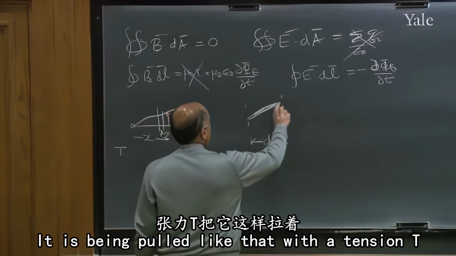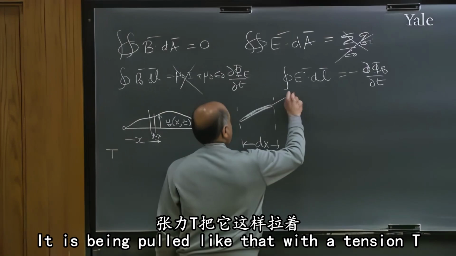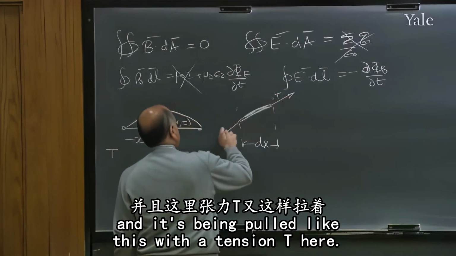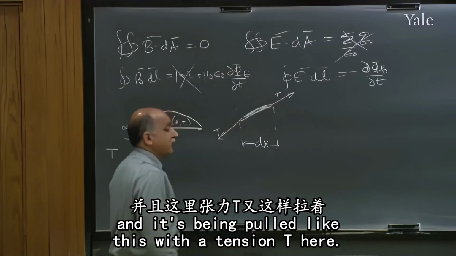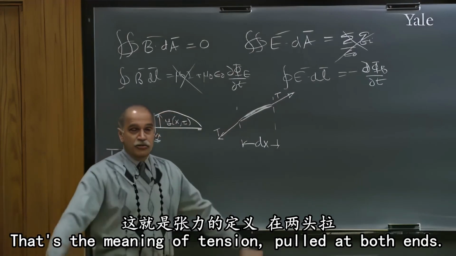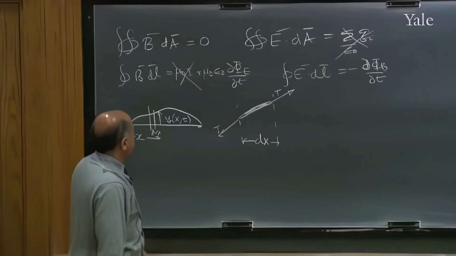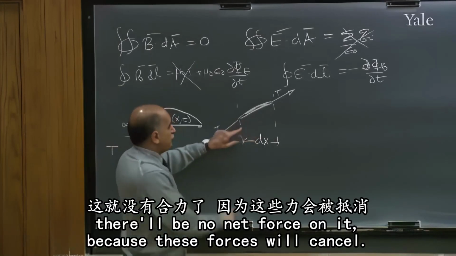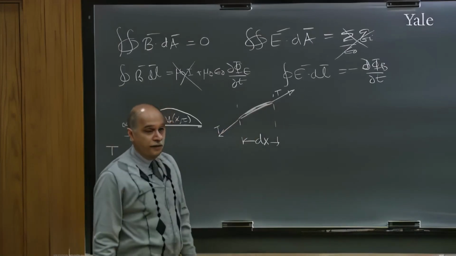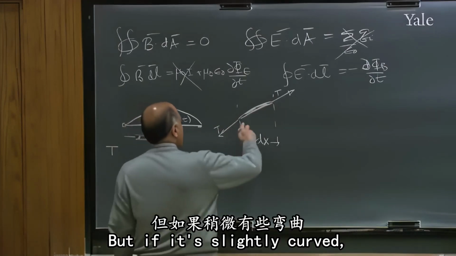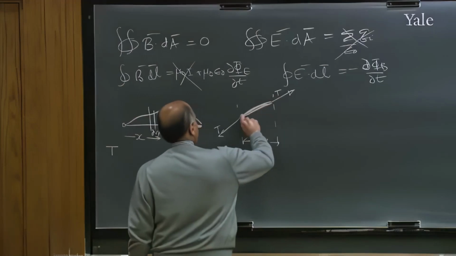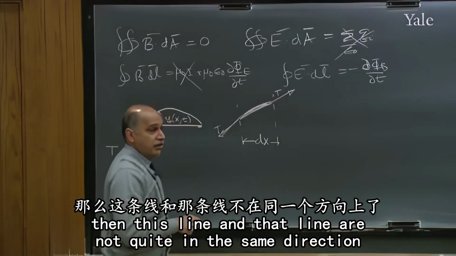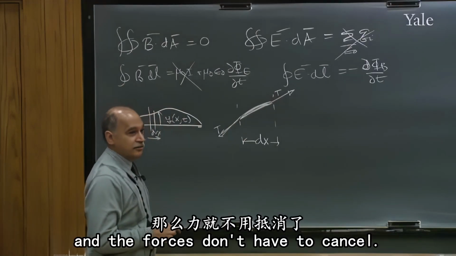It is being pulled like that with a tension T, and it's being pulled like this with the tension T here. That's the meaning of tension, pulled at both ends. If this was a perfectly straight segment, there'll be no net force on it because these forces will cancel. But if it's slightly curved, then this line and that line are not quite in the same direction, and the forces don't have to cancel.